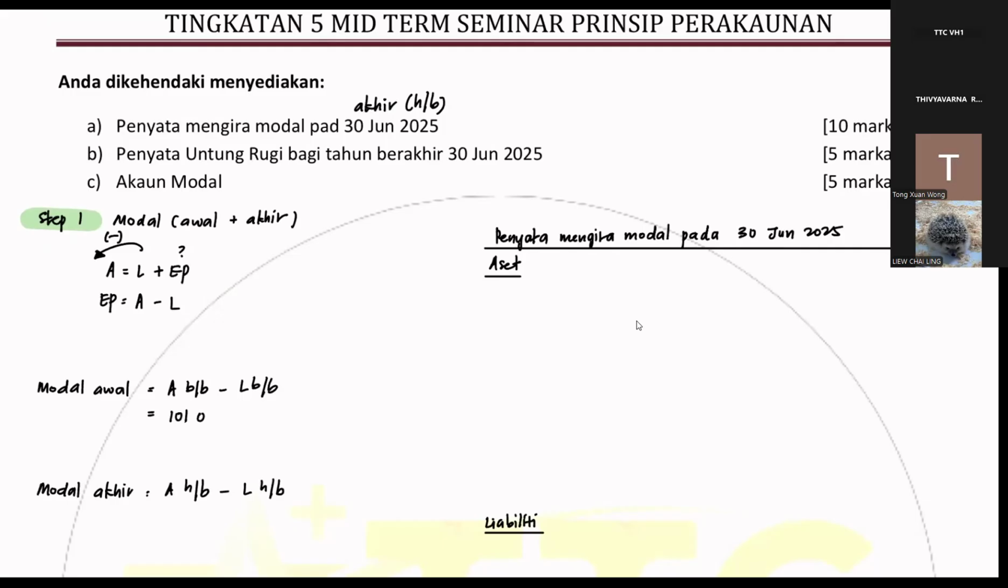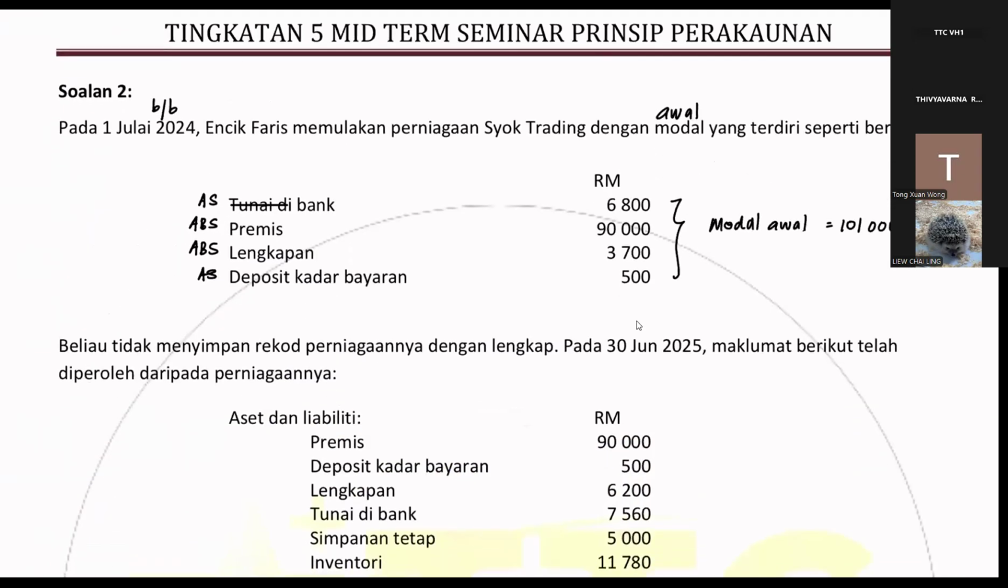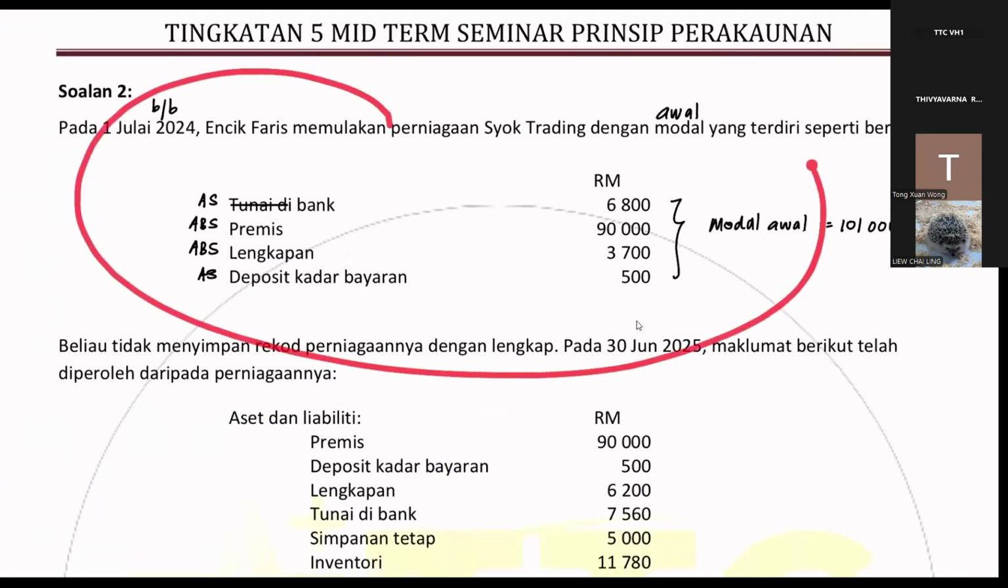Okay, so this is what we get for modal awal. Then continue to use back the same theory to get your modal akhir. But now you need to take asset HB minus liability HB. That means the asset and liability on last day of the period. Okay, now go back to the question one more time again. Okay, now we done for modal awal, right?